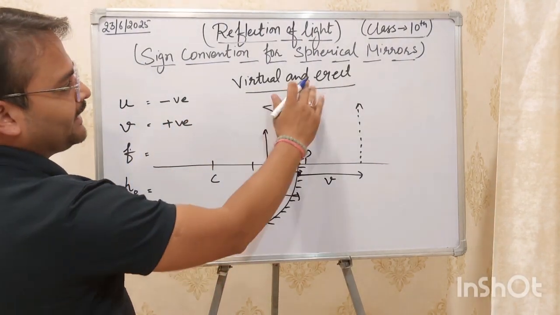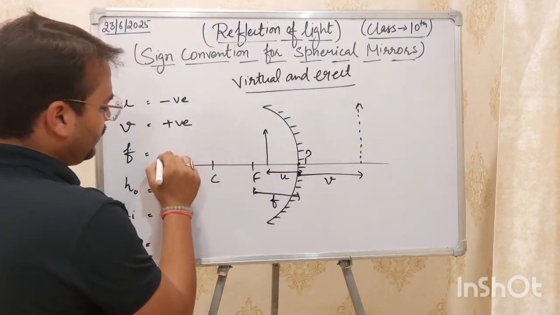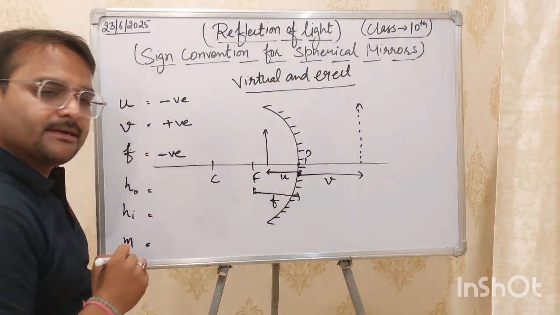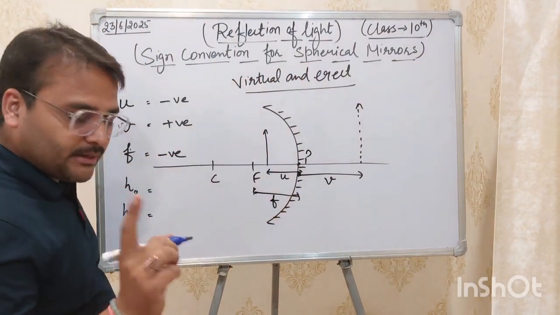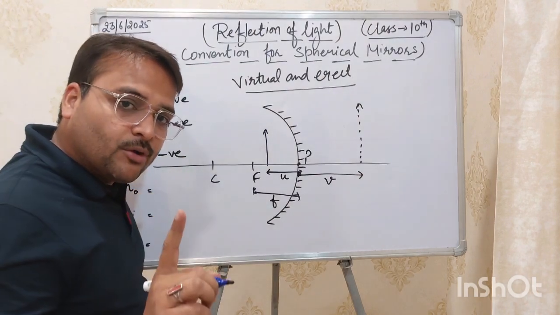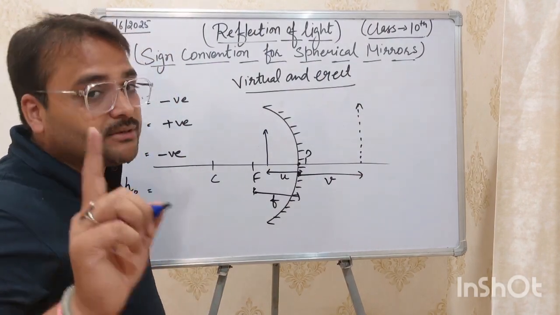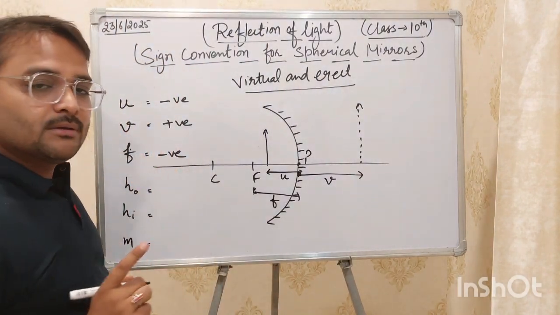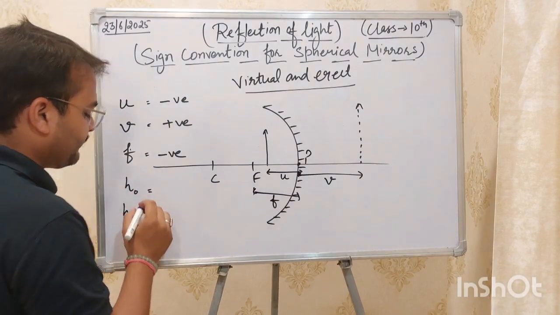The focal length for a concave spherical mirror we always consider negative. Always negative for the concave mirror, whether a virtual image or a real image is formed, we always consider the focal length negative.